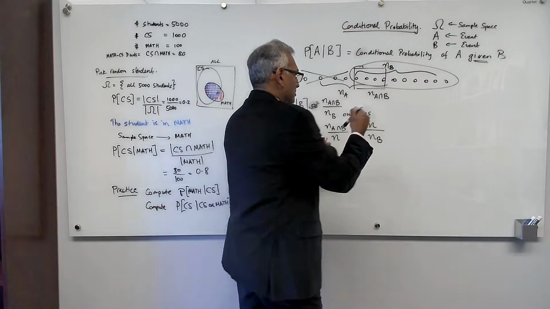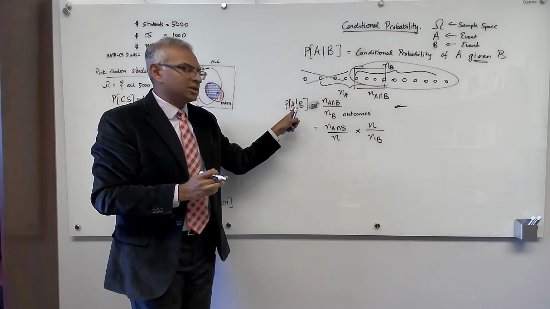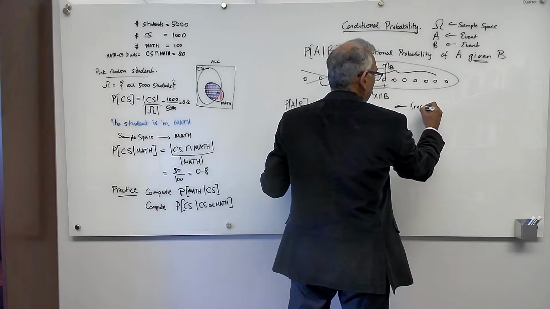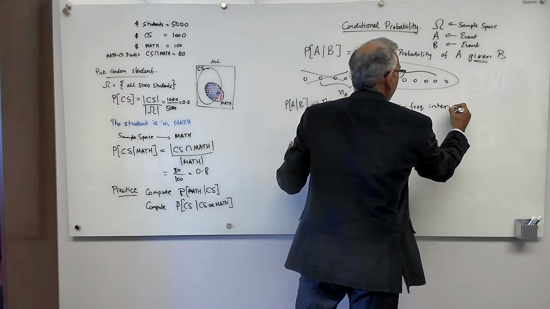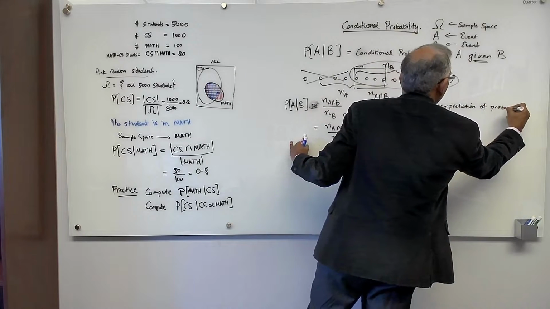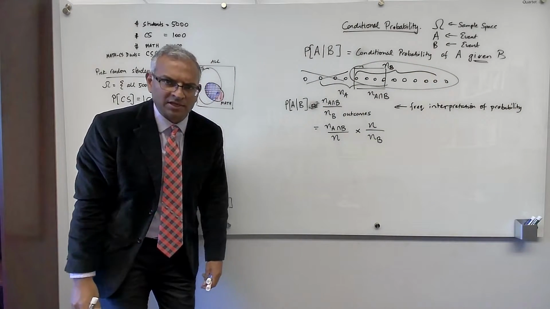So this here is the frequency interpretation of the probability. This is still a probability of A. It's just in this restricted situation where B occurs. This is the frequency interpretation of probability. And this is just an equality. You can't argue with that.